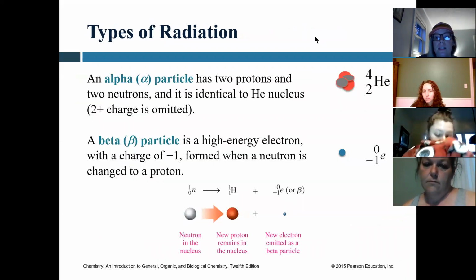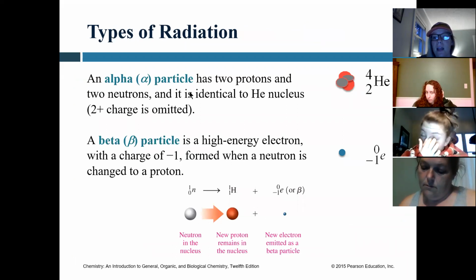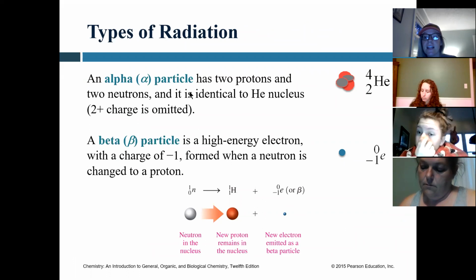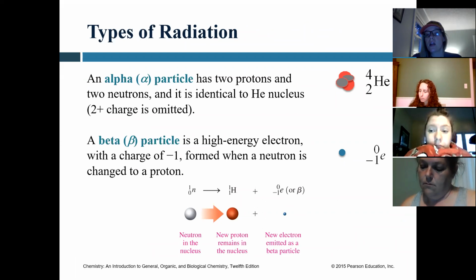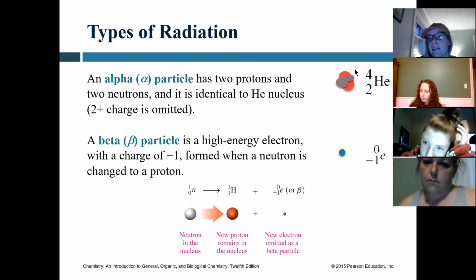So let's go through some of the types of radiation that we have. The first one, which is kind of like the clunkiest radiation, is known as an alpha particle. An alpha particle is 2 protons and 2 neutrons, and it has an overall 2+ charge that a lot of times we just omit the positive charge. There's no electrons in this alpha particle. It looks sort of like this.